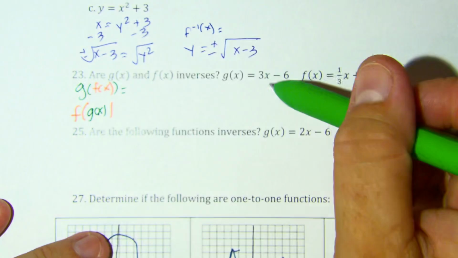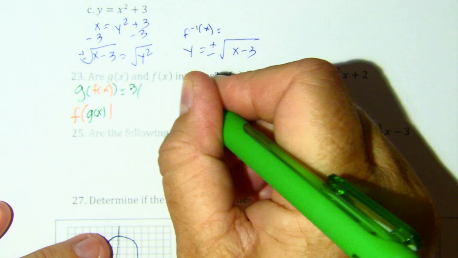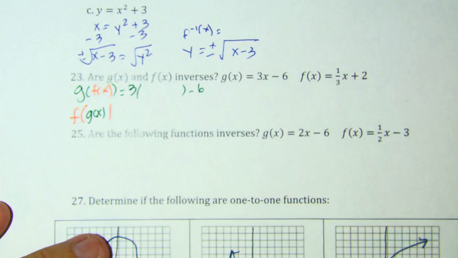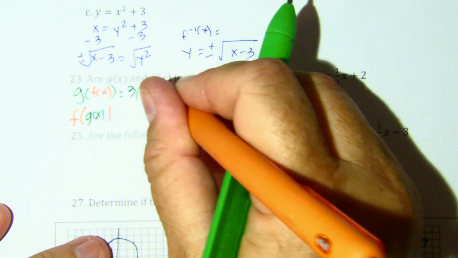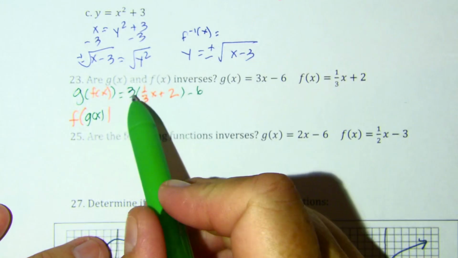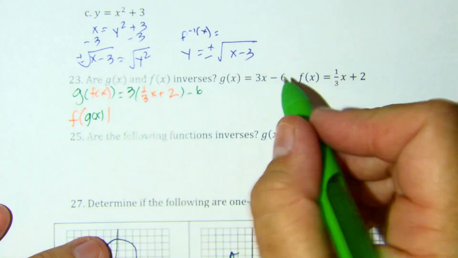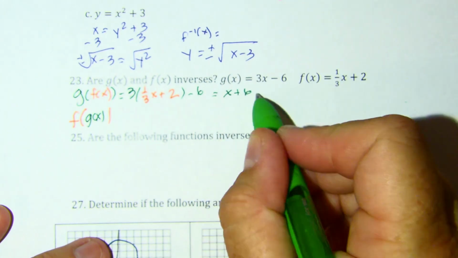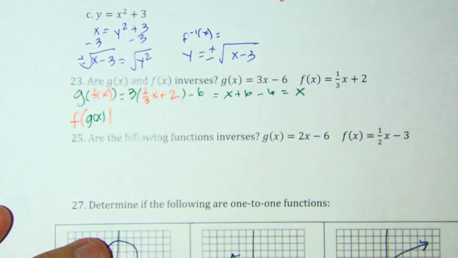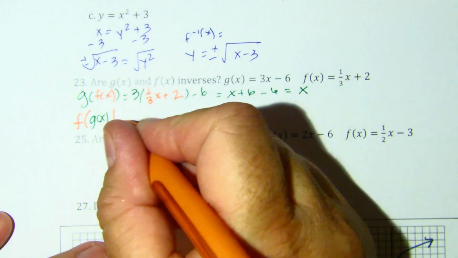So g is 3x minus 6. And I'm plugging in f, which is 1/3 x plus 2. Distributing that, 3 times 1/3 is just x, and 3 times 2 is 6. Minus 6, that equals x. So we're good so far. Now we need to check the other side.